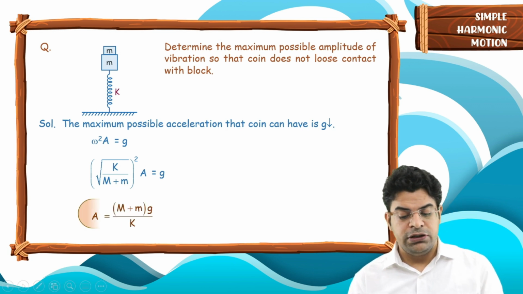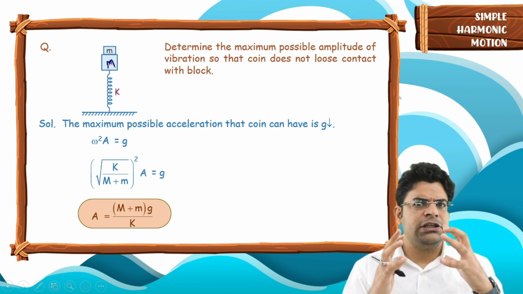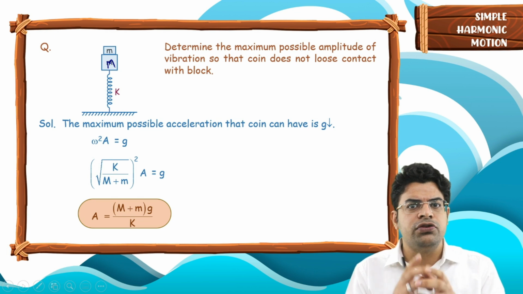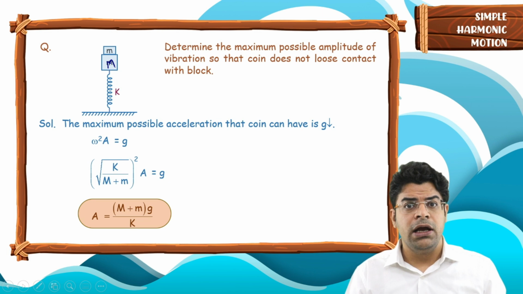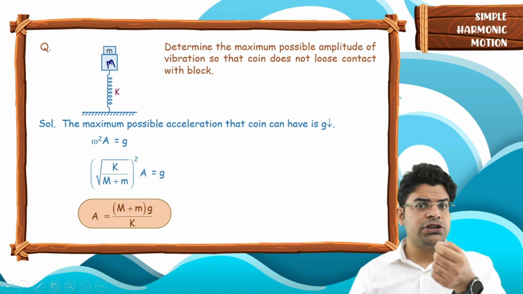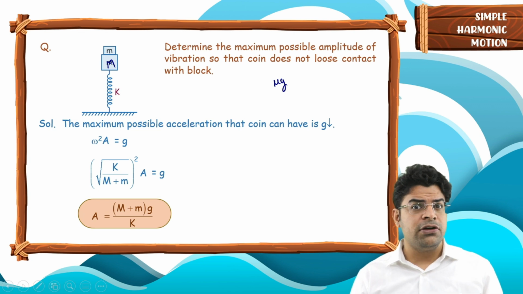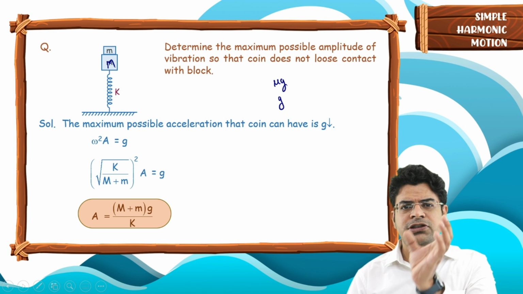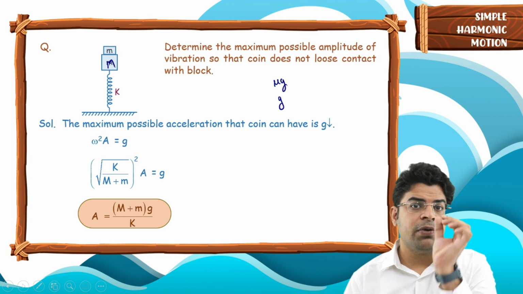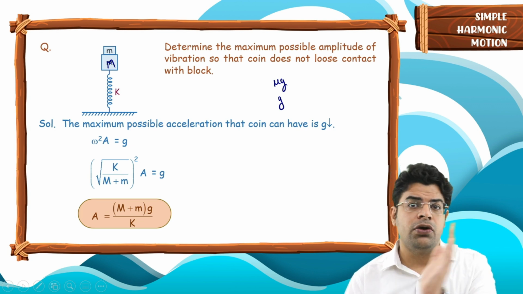Okay. So these two questions are simple but tough-looking. They appear tough, but what you have to do in this particular question is just see what can be the maximum possible common acceleration of the system. In the last case, the maximum possible acceleration of the coin is mu g. In this case, the maximum possible acceleration of the coin is g. So that's why I just equate the maximum possible acceleration to omega squared a, because omega squared a is the maximum possible acceleration of the particle doing SHM.